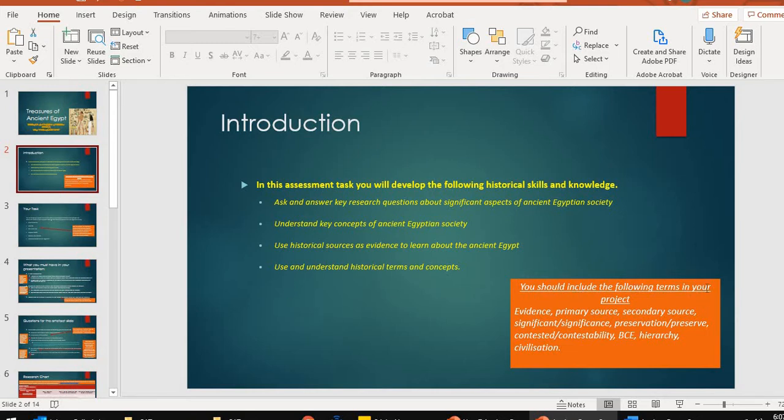So you should include the following terms in your project. So at some point when you're writing, you need to include these words. Alright, so it's very important that you include the ones that are highlighted there.